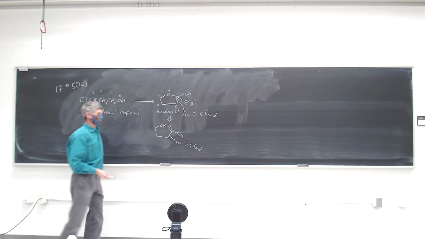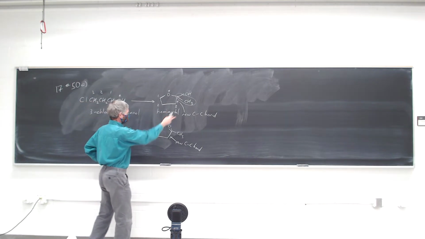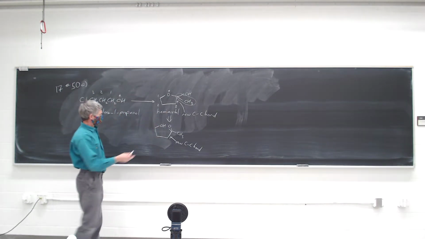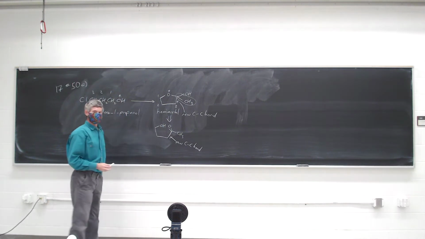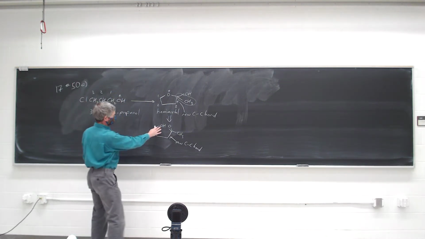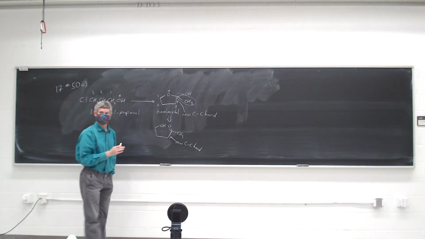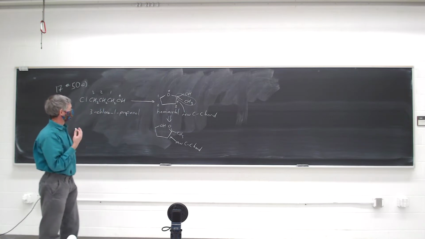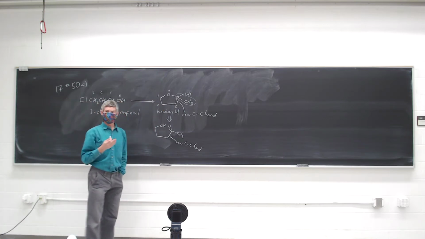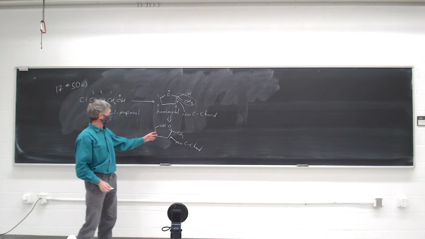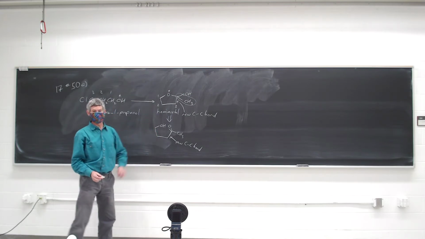So there's our new CC bond. And this hemiacetal would form spontaneously from this carbonyl compound because the alcohol is so close to the carbonyl that it can collide with it readily. So just like in sugar chemistry, the compound is going to exist in aqueous solution mostly as a hemiacetal form.